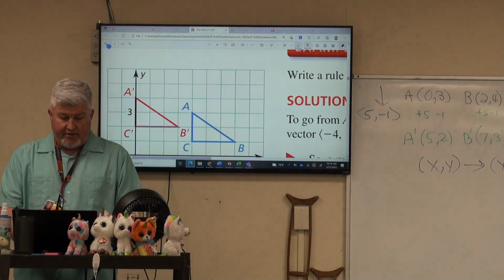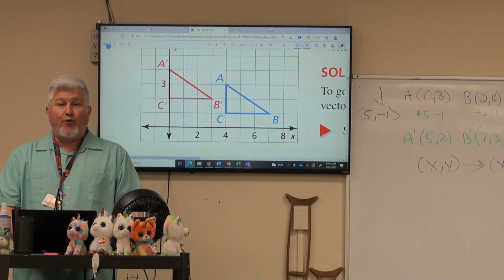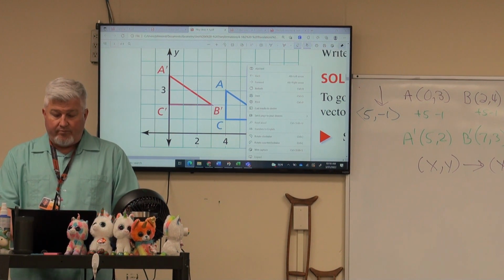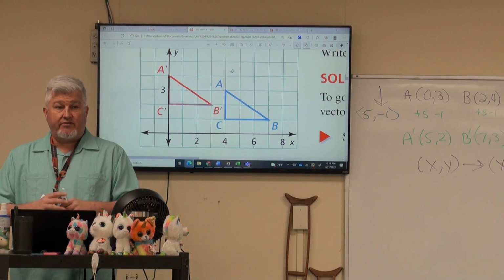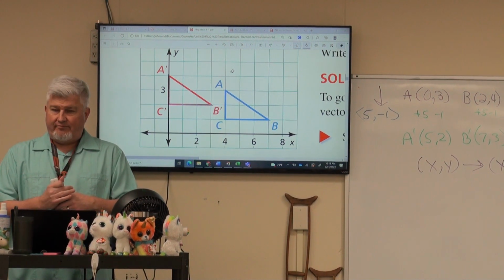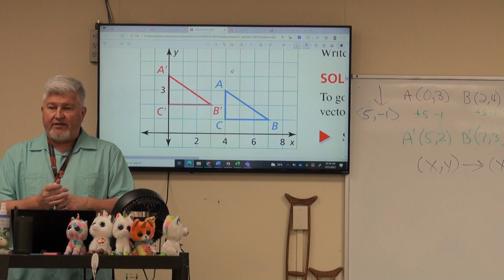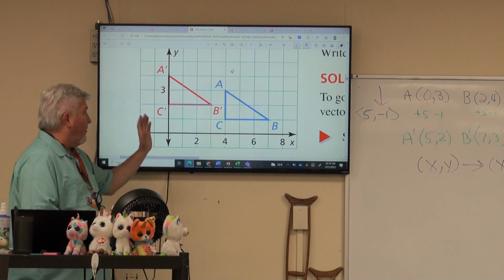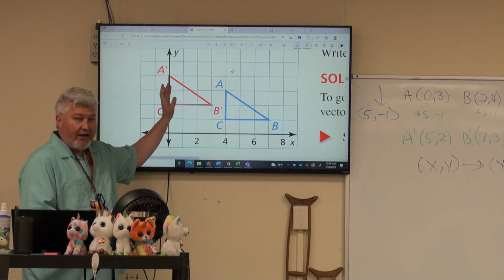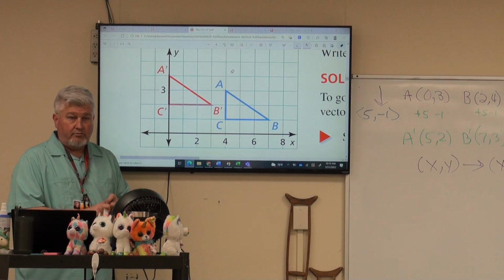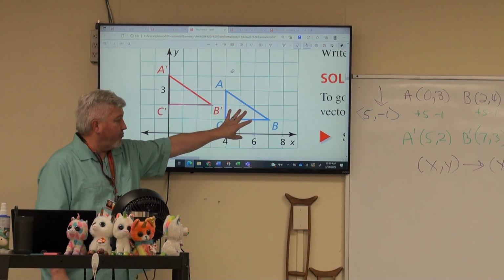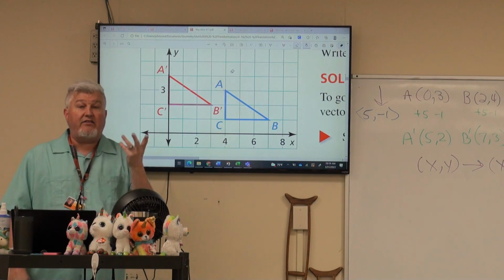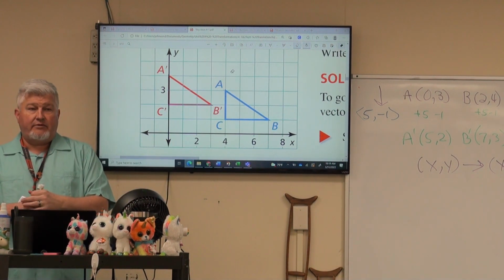So let's try this. Write a rule for me, please. It'd be nice if you had whiteboards, but that's fine. Write a rule for this. Here's the first thing. What is my pre-image in this picture? The blue. Yes, please note, you might start here. This is not your pre-image. How do I know? It has the prime dashes. This is your pre-image. You're starting here, you're translating here. So please write the rule for this translation.